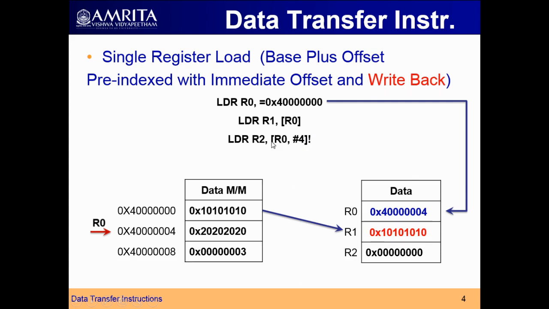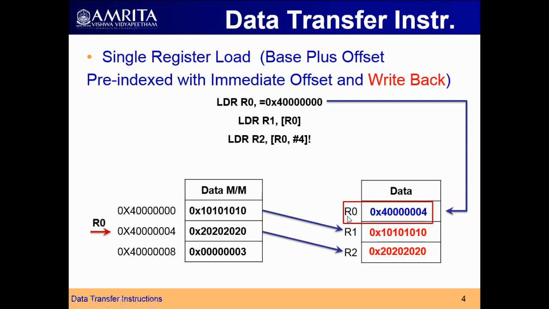Then the operation moves whatever data is present in the updated address. What is the data? This data, 202020. So this data will be moved on to R2. So the operation of this instruction and the previous instruction without the exclamation mark is the same. Both perform the same operation, but the only difference is that the address will be updated in R0, or R0 will be written back with the new address. That is what the exclamation mark means. That is known as the write back operation.